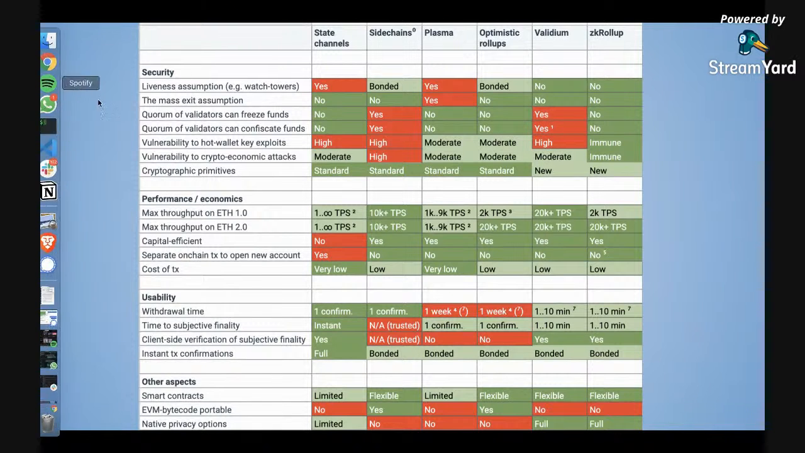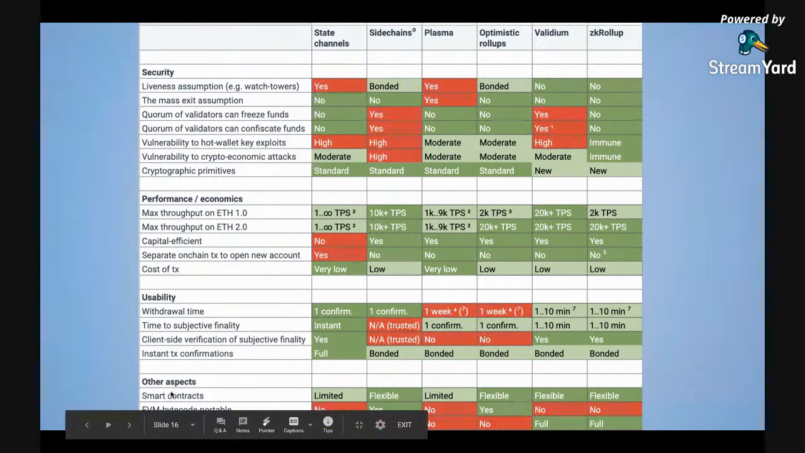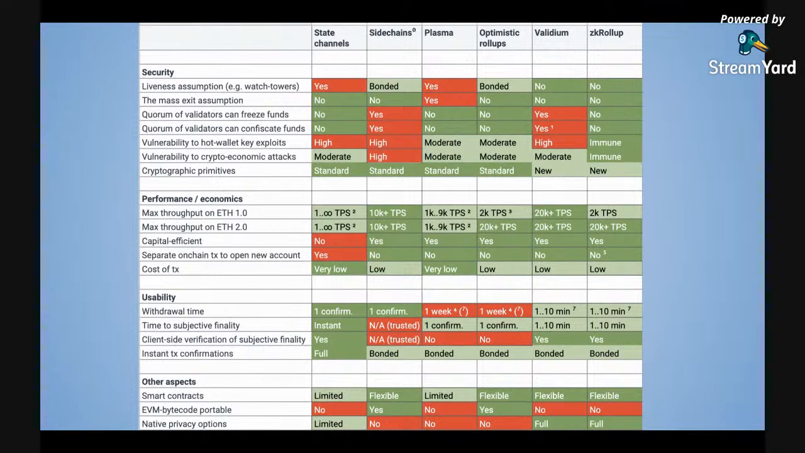Okay, so if we compare these different categories of security, performance, economics, usability, and other aspects, this is a great chart I have not created. I've pulled it from Matter Labs, which is the team behind ZK Sync, which is a ZK rollup technology.